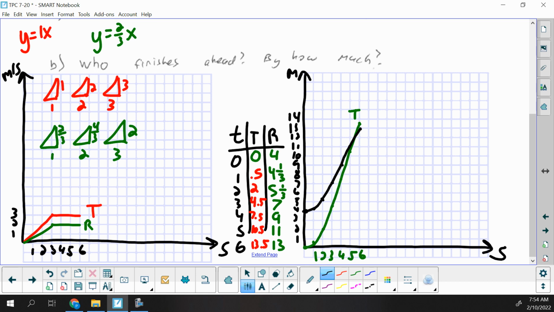So notice Tango does catch up to Rumba. So who finishes ahead? Tango finishes ahead. And by how much? By 0.5 meters.